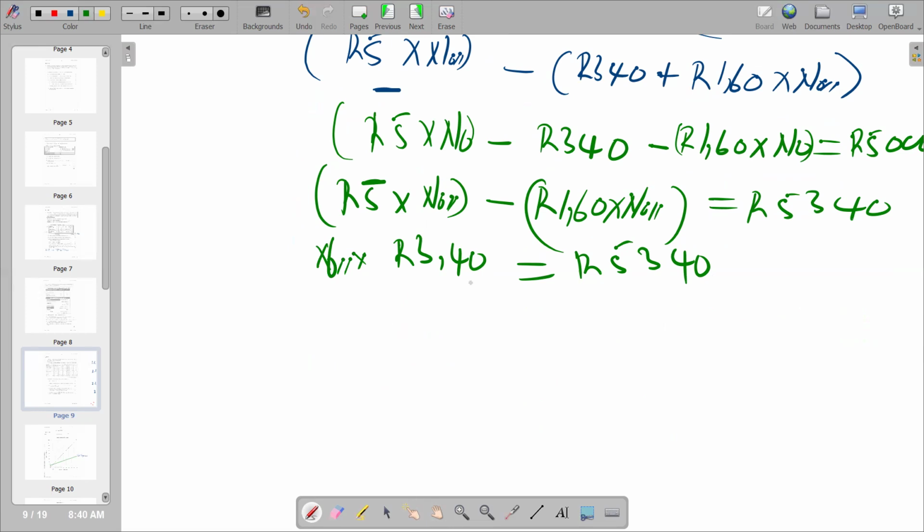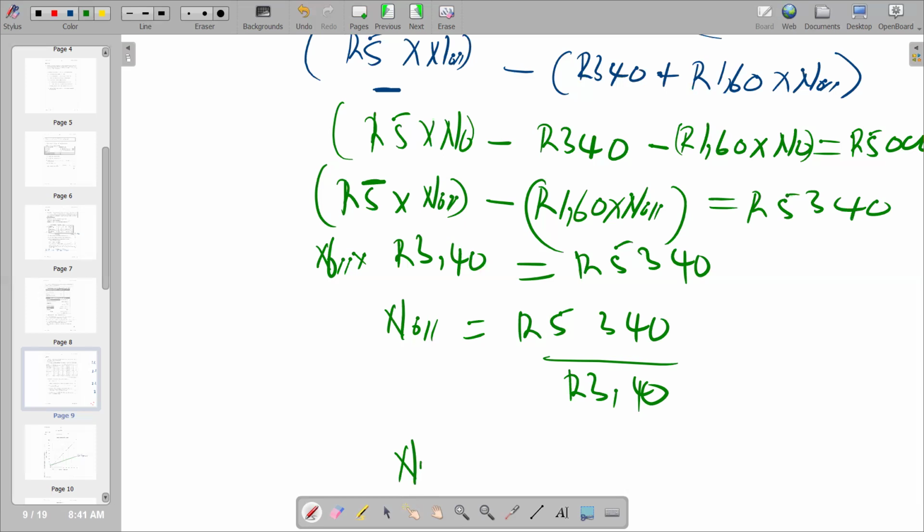So we divide by 340 on both sides. So it becomes number equal to 5,340, and then we divide it by 340. So we calculate it like that to see what we get. If you divide, you're going to get the number of donuts equal to 1,570.59, which is 0.588.